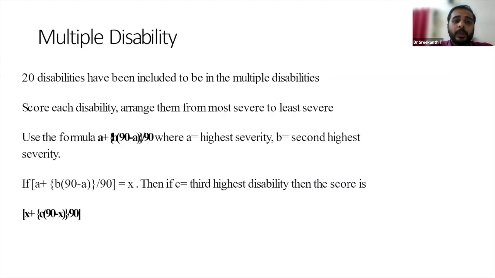The fourth condition is multiple disability. As we know, if a person has multiple disabilities, then the scores have to be combined to reach a final score. The formula is A, which is the disability with the highest score, plus B into 90 minus A divided by 90. And as per the new rules, it clearly says that when a person has mental illness and mental retardation, the person comes under multiple disability, but this calculation may not be used.